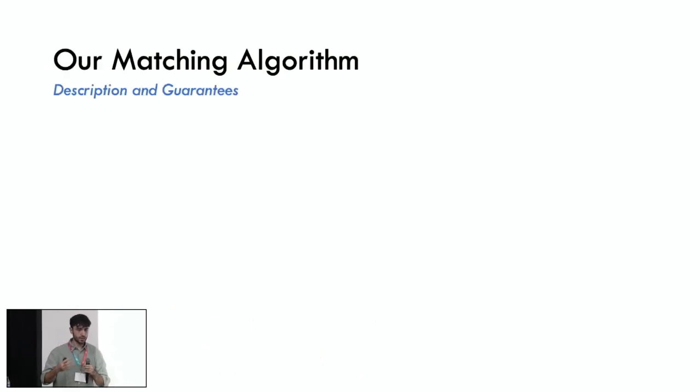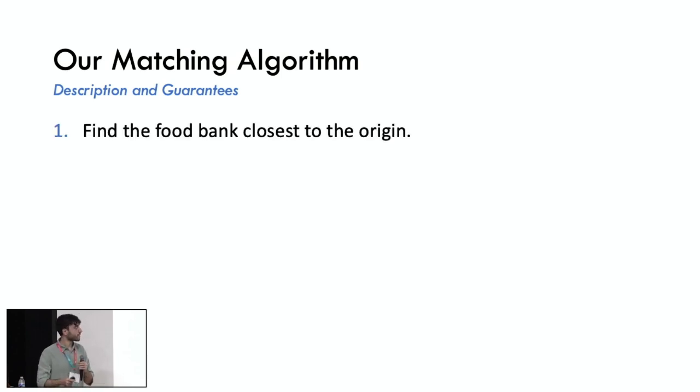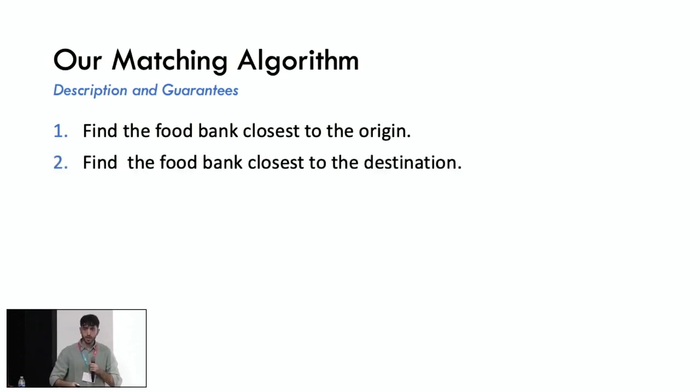So now let's see our results, our algorithm's guarantees. The first thing to say is that our algorithm is pretty straightforward, and this is quite important when you want to implement something in real life practice. So first we find the food bank that's closest to the origin. Then we find the food bank that's closest to the destination.